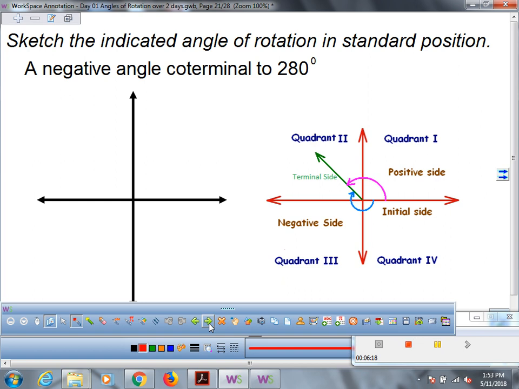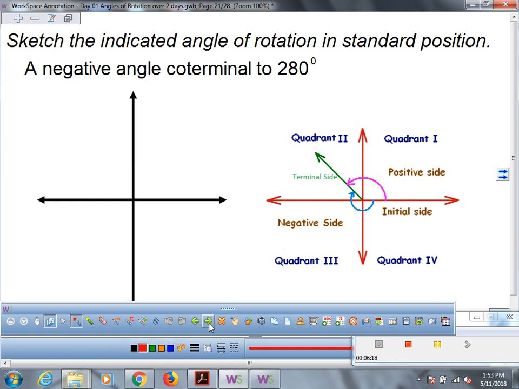Okay, so this is where the last class, I think, struggled. They see negative angle coterminal to 280, and they went negative 280 degrees. That doesn't say negative 280 degrees. It says 280 degrees, and then we're going to have a negative angle meet it there.